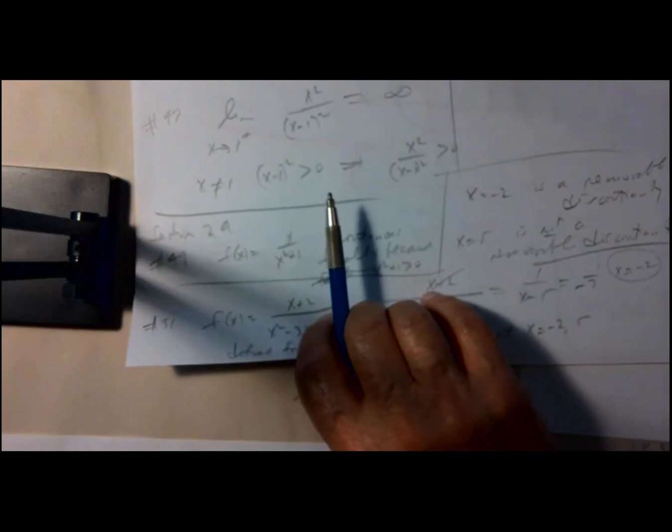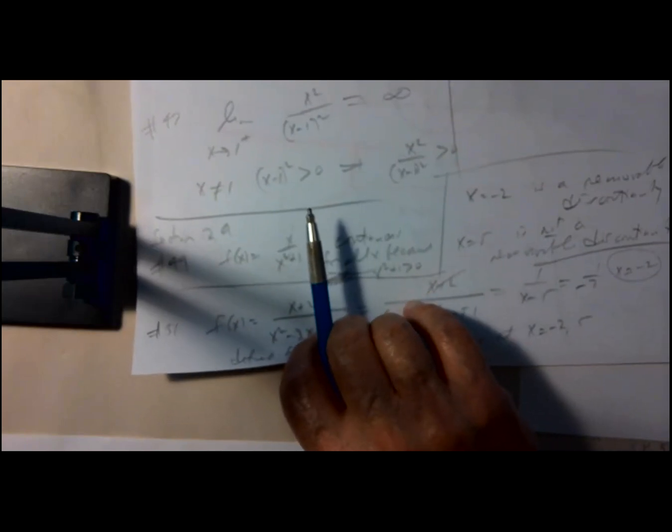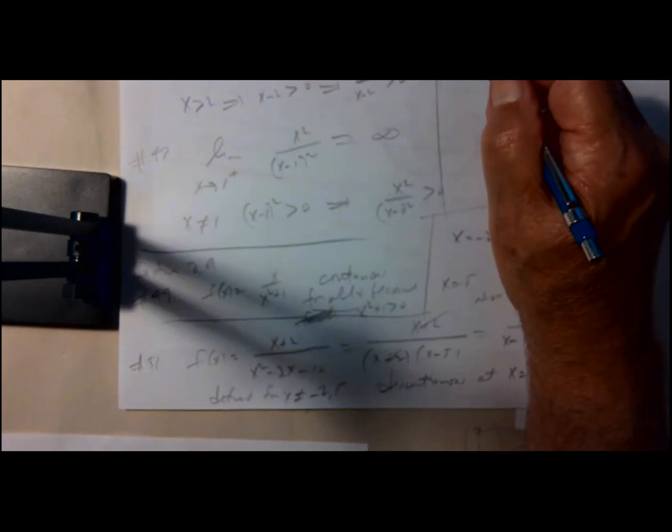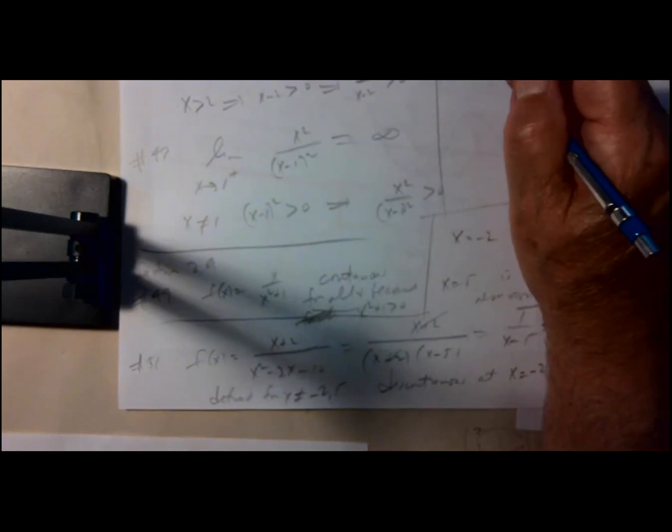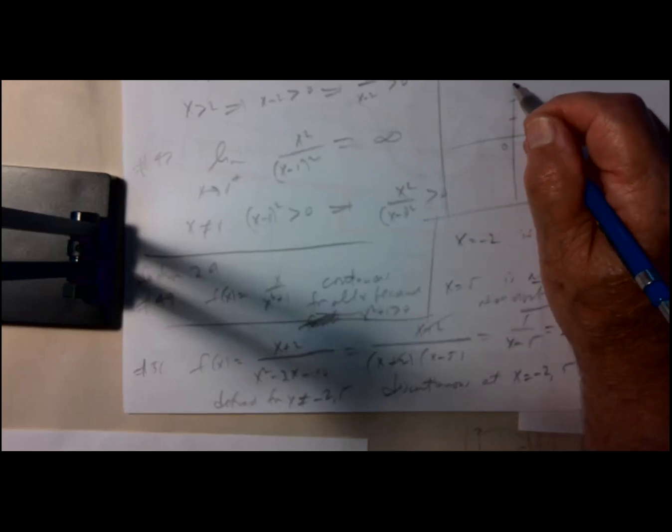Let me just do one more because these are kind of fun. Let's look at number 57 in section 2.4. We have the function f of x defined in two ways, depending on the value of x. It's a half x plus 1 for x less than or equal to 2, and 3 minus x for x greater than 2. Here's the line x equal 2. When x is bigger than 2, this is the function 3 minus x.